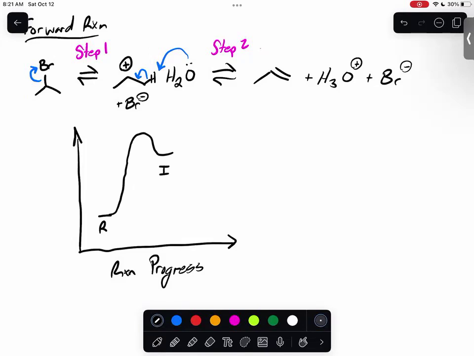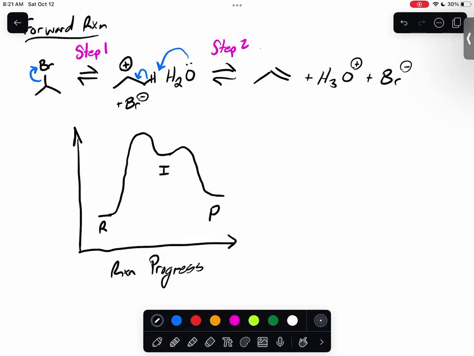And then it's going to go downhill, right? Because now we're fulfilling that octet. And we'll talk about the energetics of this later on, but I'll tell you that the reactants are higher than the products. So this is our energy diagram here, right?